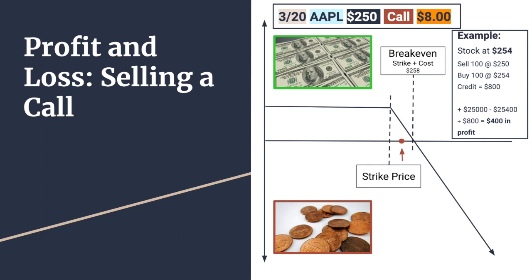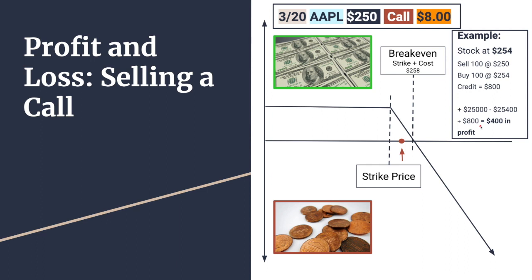So you'd have to sell 100 shares to that person for $250. And then you'd have to buy 100 shares from the market at $254. This would give you net 0 shares at the end. However, instead of paying $800 for the trade, you received a credit of $800 for the trade. So you make $25,000. You have to spend $25,400 to buy the shares back, which is a loss of $400. But then you made $800 on the option, which means that you made $400 in profit.